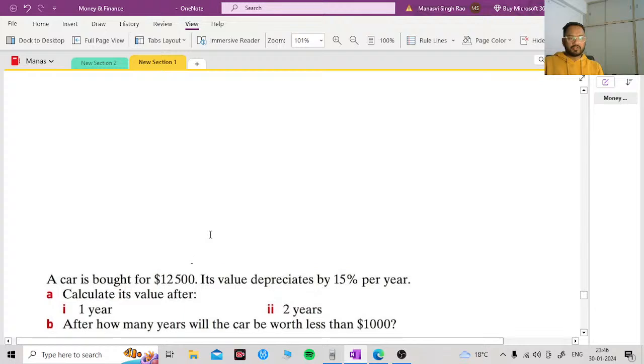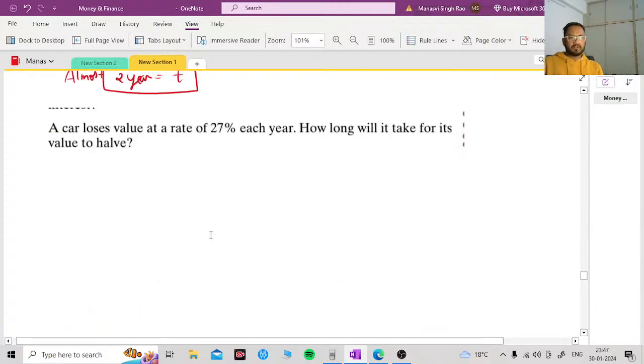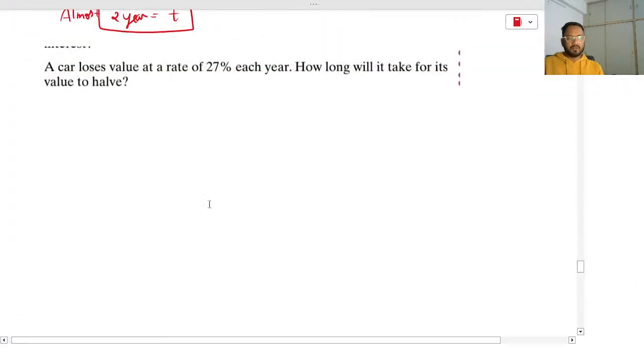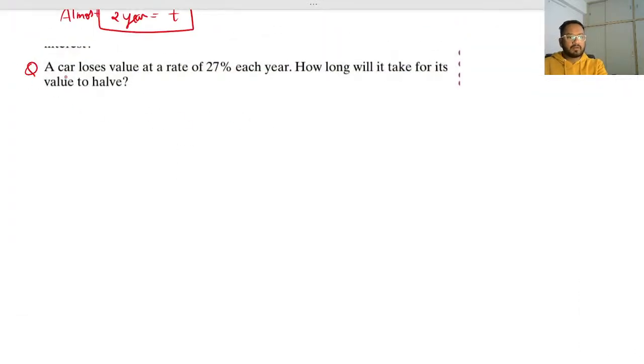Okay, now coming to the new questions. So this is another question for you, right? I'm taking it full page. Okay, so a car loses value at a rate of 27% each year, right? How long will it take for its value to halve? Let's see who can solve this.